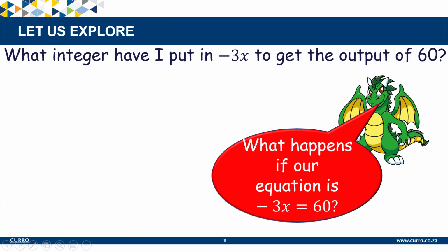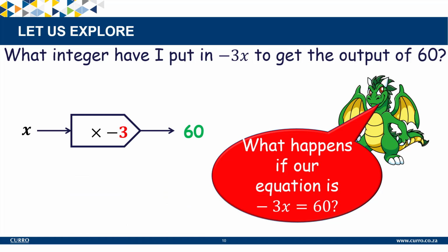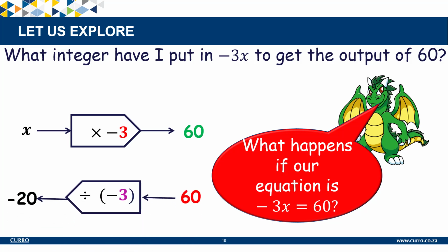What integer have I put in negative 3x to get the output of 60? So what happened to x now? We multiply it by negative 3. And that is equal to 60. So we start with 60, but divide by negative 3. And the answer is negative 20. So let's check our answer. Is negative 3 times negative 20 equal to 60?